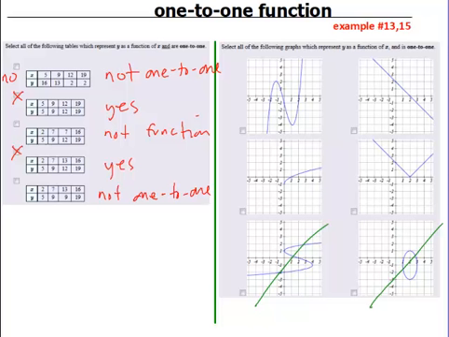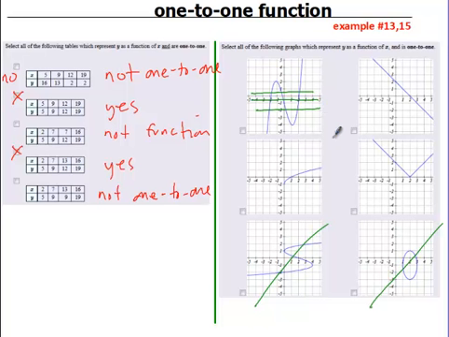Anybody have any idea of what that might be? Jack? Correct. So if we're saying that there's no one-to-one function if two of the same outputs come from different inputs, let's use the horizontal line test. Okay, so are there any of these graphs that fail a horizontal line test? This one. So this is a function, but it's not one-to-one.